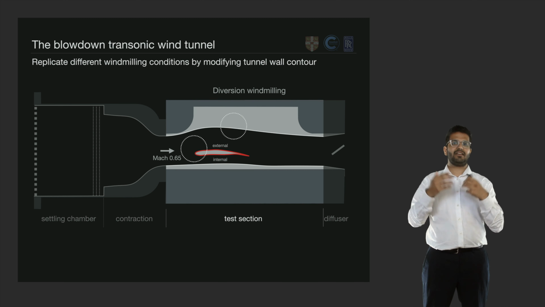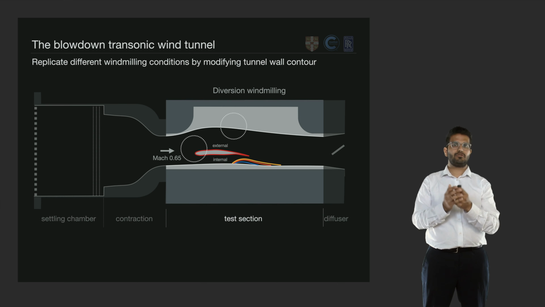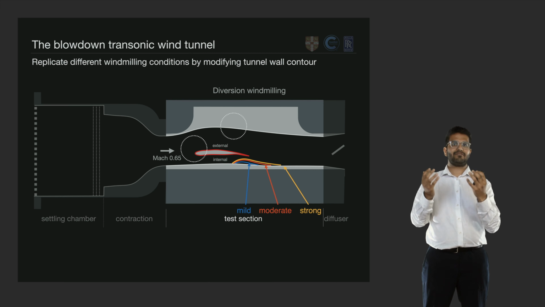A key parameter in windmilling scenarios is the mass flow rate through the engine. So in order to replicate three different windmilling severities, we want to consider three different effective engine mass flow rates. And the way we do this is by replacing the lower wall contour in the wind tunnel with a set of three different interchangeable bumps with different heights. As the bump height increases, it restricts the flow through the lower channel, which corresponds to the internal engine flow channel, and as a result reduces the mass flow rate through the engine.